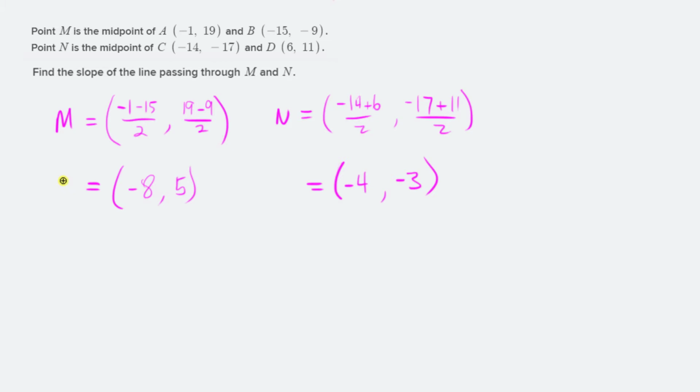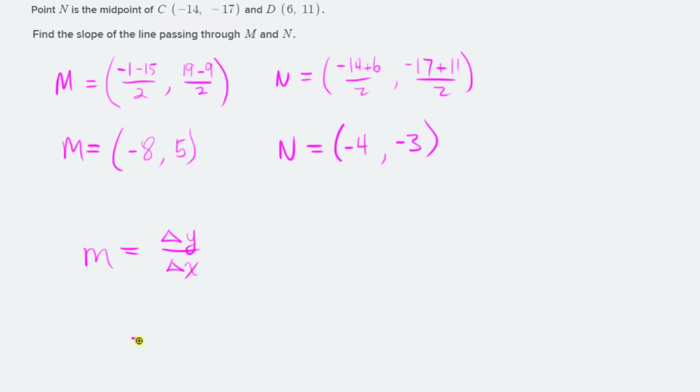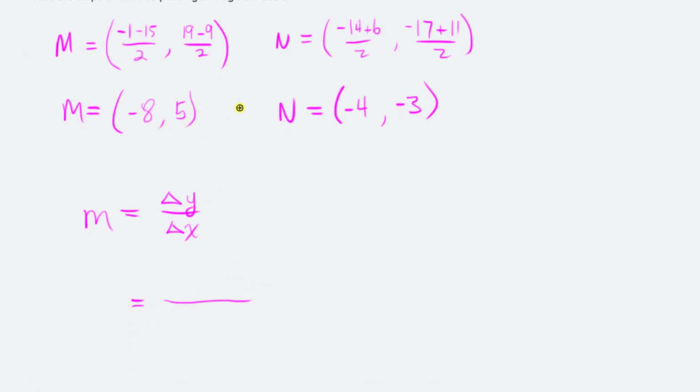So I have my M, I have my N, and I've been asked to find the slope between them. Never forget what slope is. Slope is rise over run, or delta y over delta x. And in this case, we're using the x's and the y's of M and N, not A, B, C, or D. So I'll do my delta y's, 5 take away -3, and -8 take away -4.